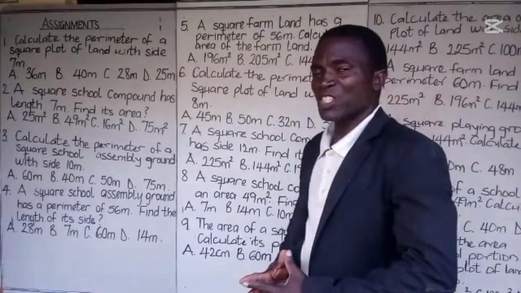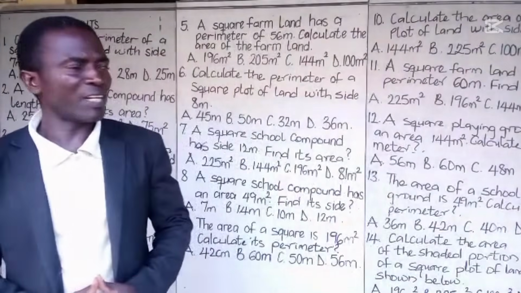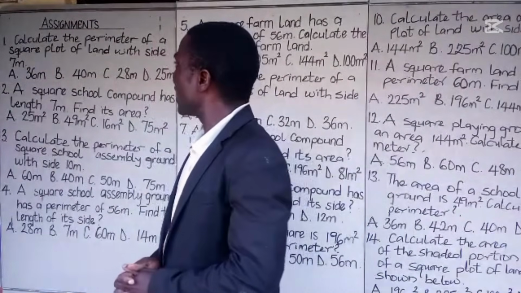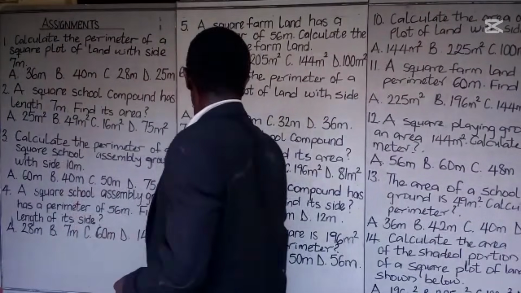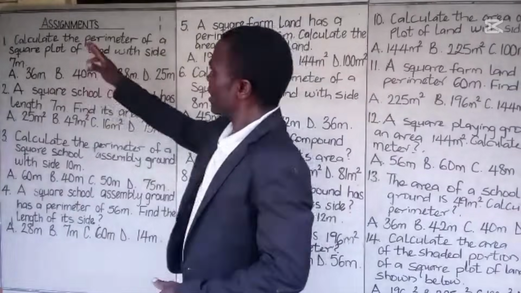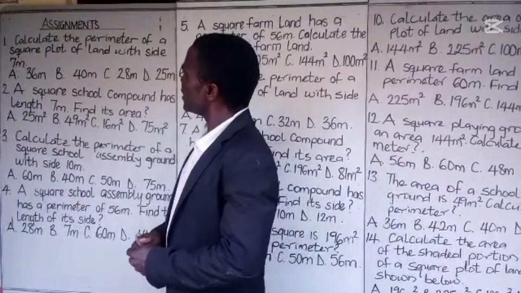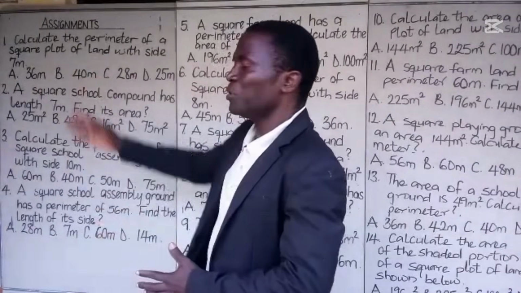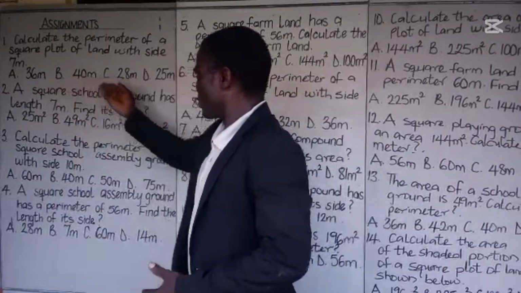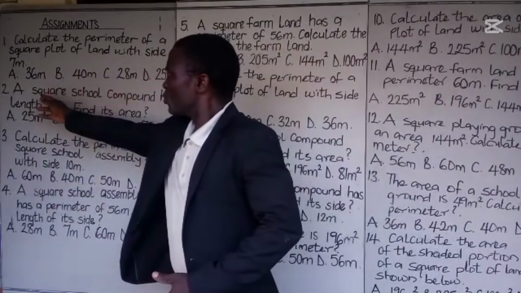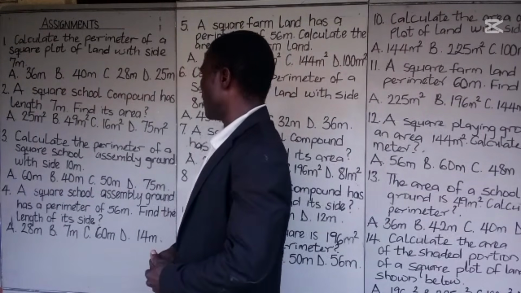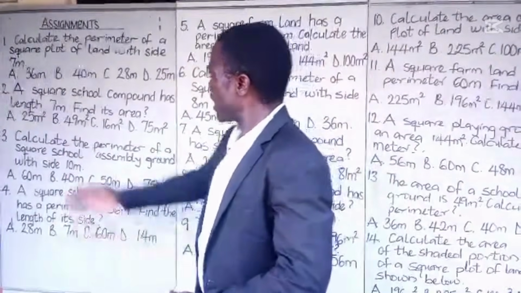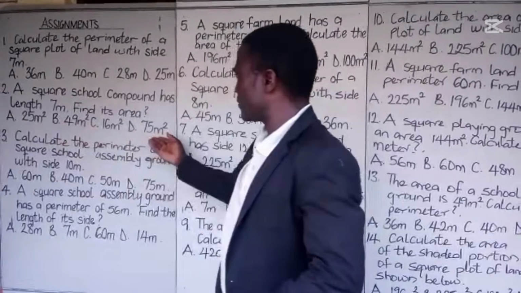As we bring today's class to a close, I have some assignments that I want us to consider. Here we have assignments from number 1 to number 14. Assignment number 1: calculate the perimeter of a square plot of land with side 7 meters. Here are the options. Assignment 2: a square school compound has length 7 meters. Find its area. And here are the options as well.